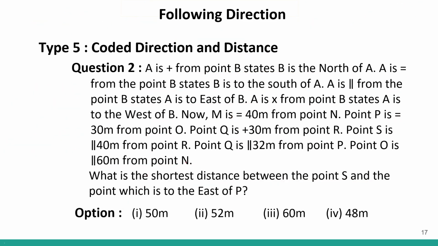Now, same information, different question. So let us draw the diagram. M was here. 40 meters below this, we had N. This is the information that I used. From N, we were going to O.